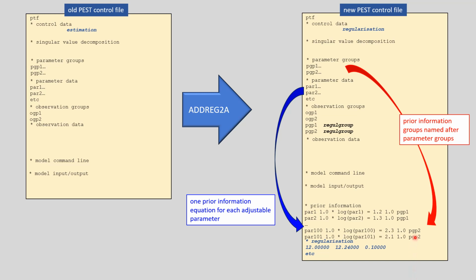Observation groups, which are now prior information groups, are named after the parameter groups. We do not add the regul underscore prefix because we don't need to, because we're using the regul group protocol for identifying regularization groups. So there's no loss of final characters here through truncation. The entire name, up to 12 characters, is transferred from a parameter group name to an observation group name. Those observation group names are then transferred to the observation group section of the PEST control file.